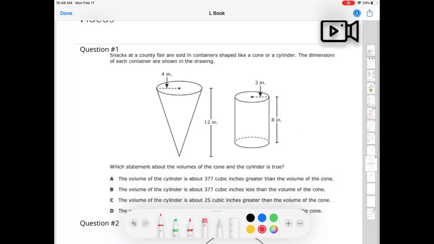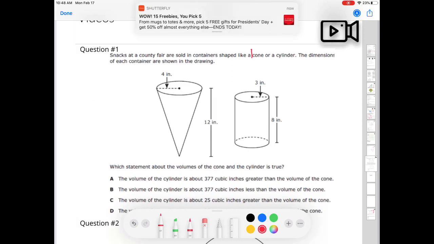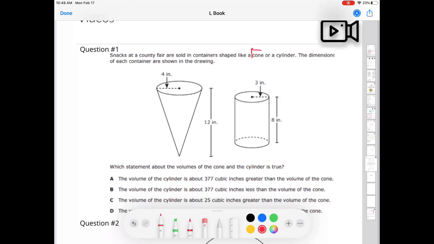Alright, so we're going to look at a volume question. Question number one reads, snacks at a country fair are sold in containers shaped like a cone or cylinder. Remembering back to our cubes method, we're going to box our cone and we're going to box our cylinder. Those are our two keywords. The dimensions of each container are shown in the drawing.